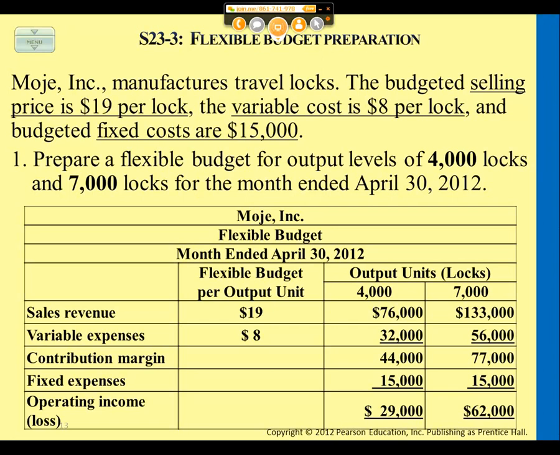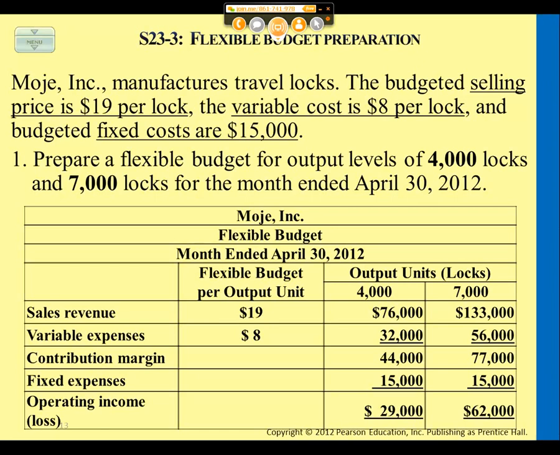Okay, so we have our sales revenue calculated, variable expenses, contribution margin, fixed expenses, and that gives you different levels of operating income, okay? So we'll have more problems on what we are doing next. Right now, I just want you to understand how you put together the flexible budget. So here's what it is.